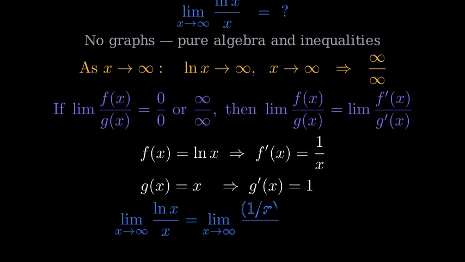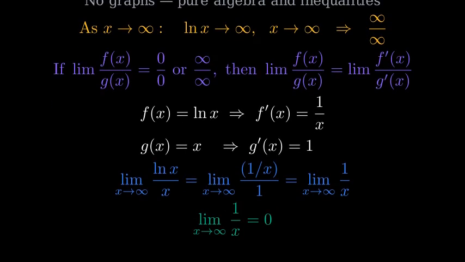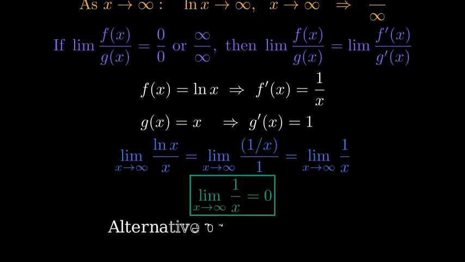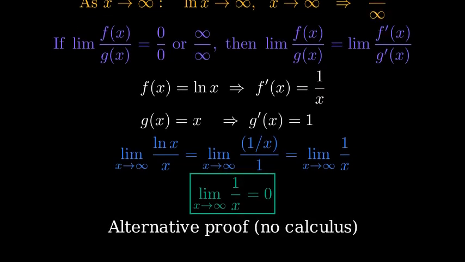So the limit becomes the limit of 1 over x divided by 1, which is just the limit of 1 over x. And that is clearly 0. Done. The limit is exactly 0. But maybe you want a proof without calculus, no derivatives at all. Let's do that too. We will use logarithm properties and a simple inequality argument.